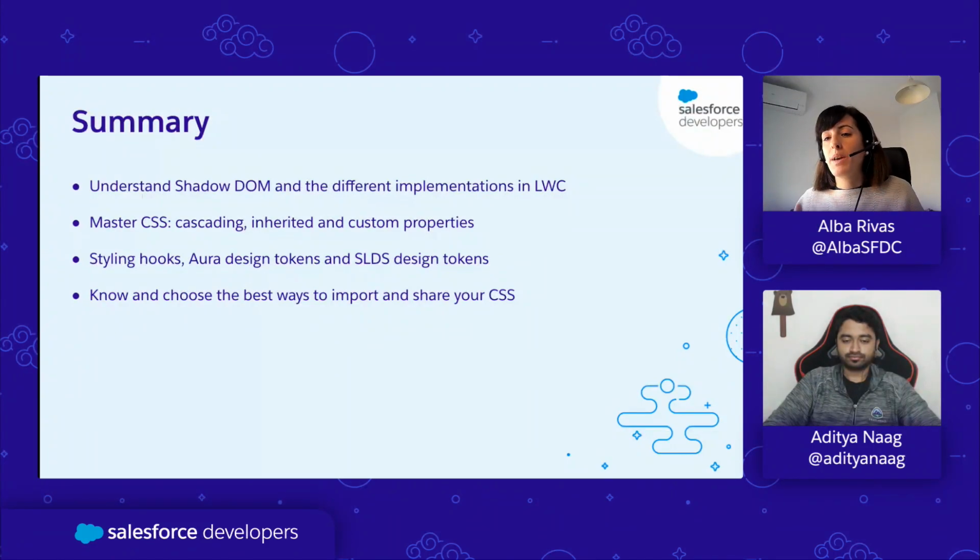So make sure to invest some time taking a look at all the concepts that we explained today. And finally, we have seen how CSS custom properties can be used to traverse Shadow DOM, and it's a feature that we use widely through several features that we have defined in Lightning Web Components, as for instance, styling hooks or design tokens in Aura and the Lightning Design System.